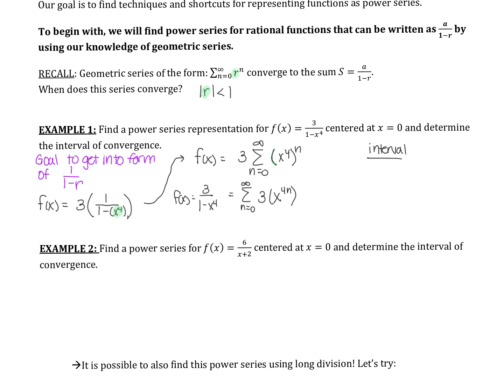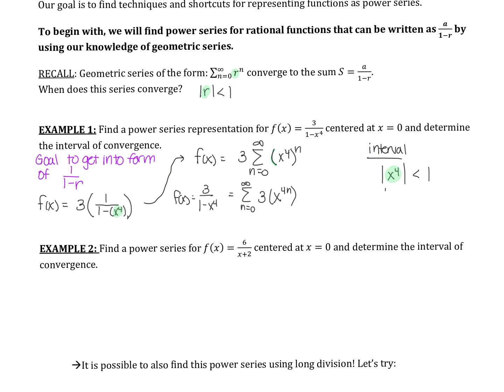we need to remember that r, the absolute value of r, needs to be less than 1 in order for this to converge. In order for a geometric series to converge, meaning in order for us to be able to find a sum, that absolute value of r needs to be less than 1. Well, we said that the r value was this x to the fourth power. This is my r value, and so I know that this expression needs to be less than 1, the absolute value of it.